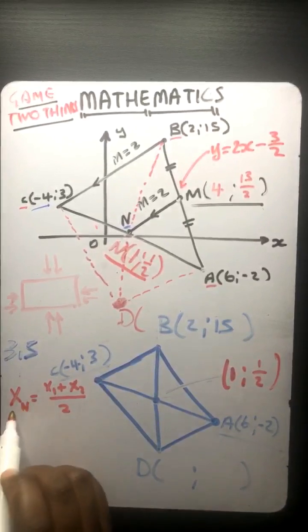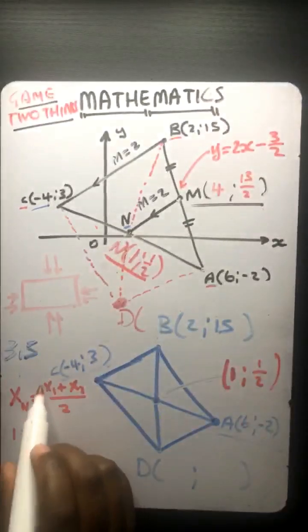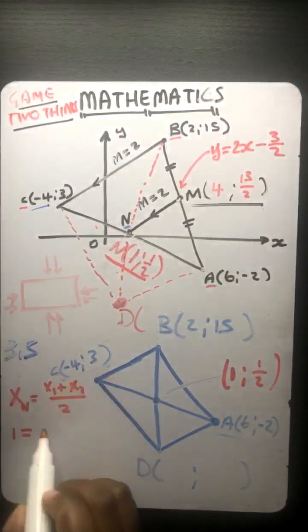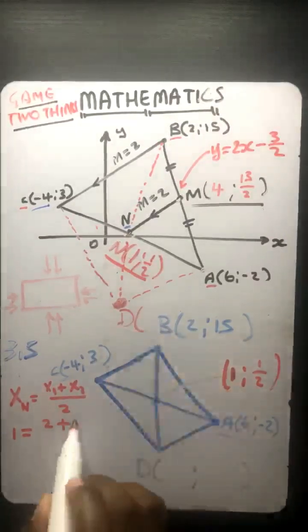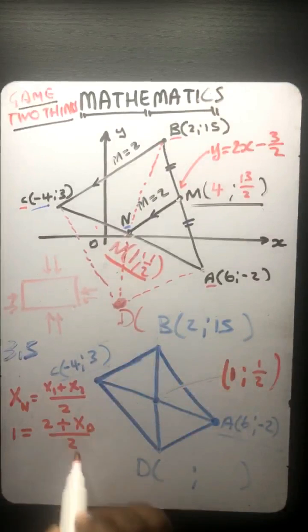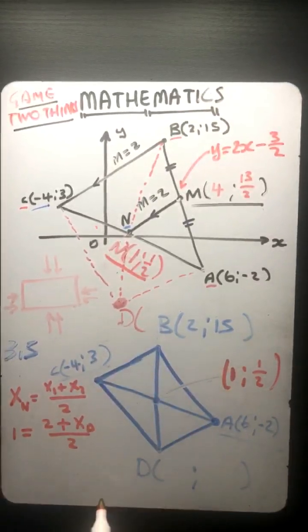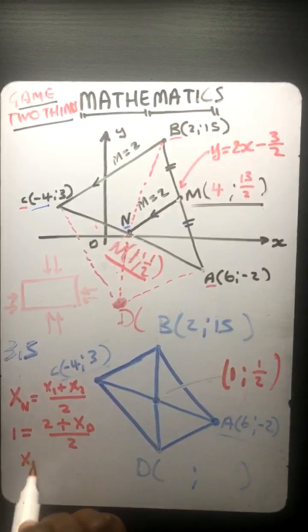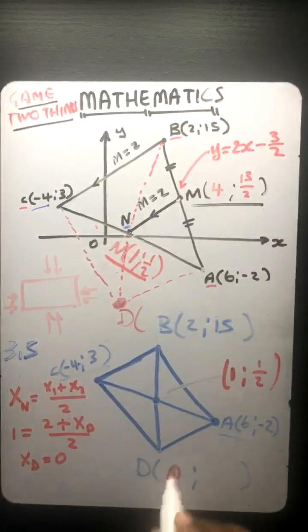You know the x value of the midpoint is 1. It's equal to, what is x1? x1 you can regard as 2, and then you say plus x2, which is x of D, over 2. Then you solve for x of D. That times that is equal to 2. You take this to the other side. It's more like you're saying 2 minus 2 is 0. So x of D is actually equal to 0. And there you are having 0.